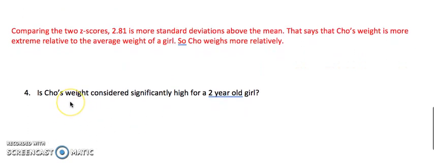Next question. Is Cho's weight considered significantly high for a 2-year-old girl? Well, to determine that, you look at the z-score. If the z-score is within 2 standard deviations, so if the z-score is between -2 and +2, we would say that weight is not significant. If the z-score is 2 or larger, we would say it's significantly high. And if the z-score is -2 or smaller, we would say that weight is considered significantly low.